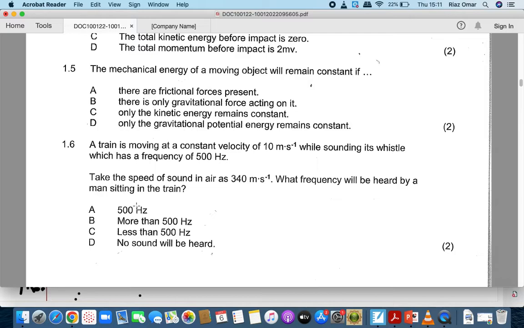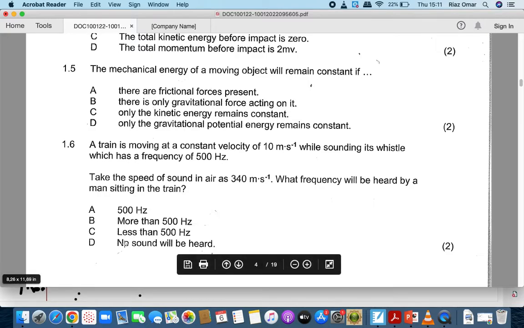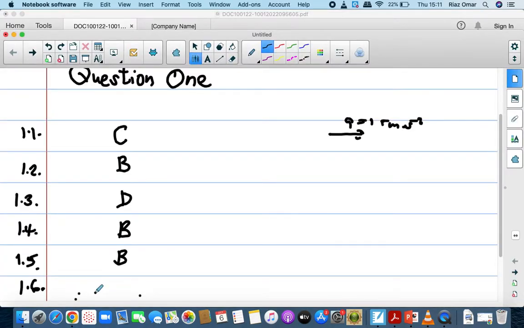If a man is sitting in the train, there is no movement towards or away from the source, so you are at the source, so you will hear the frequency of the source. The frequency of the source is 500 hertz, so the man sitting in the train will also hear a frequency of 500 hertz. So from looking at the answers that we have here, A is the answer, right? So 1.6, the answer is A. Let me just erase these additional points.